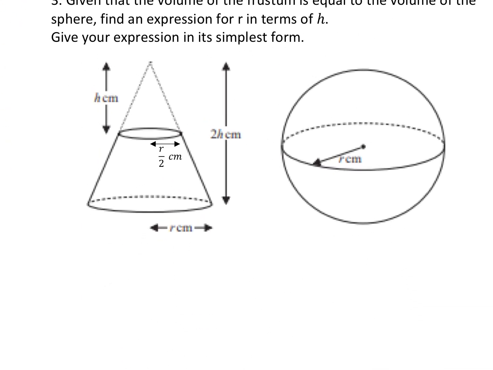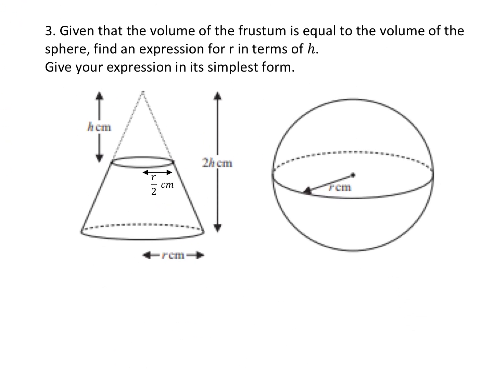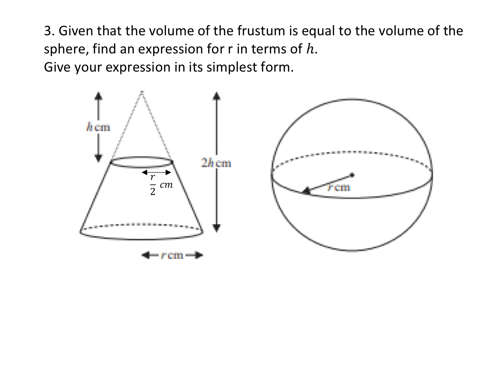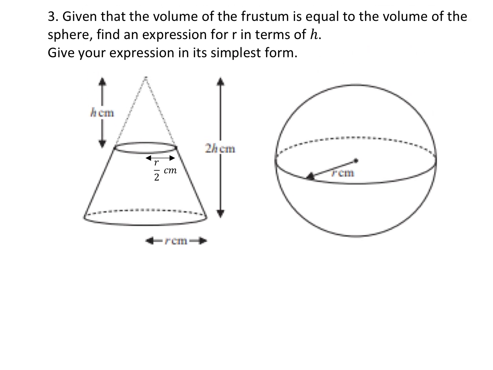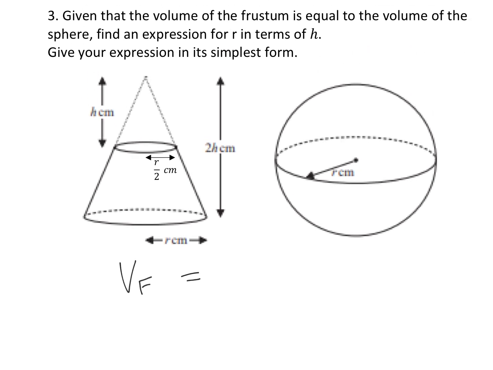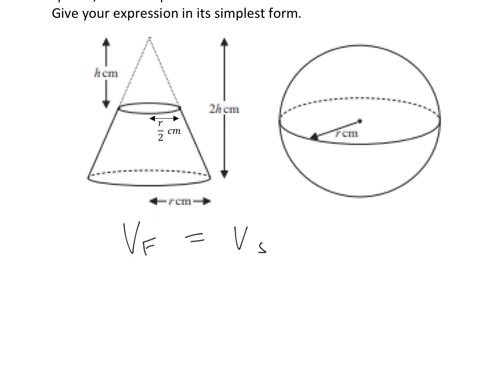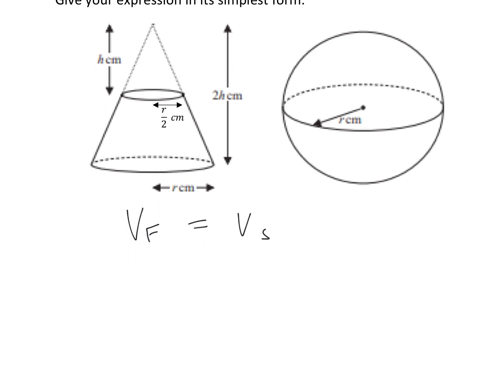Okay, finally, number 3. Given that the volume of the frustum is equal to the volume of the sphere, find an expression for r in terms of h. Give your expression in its simplest form. So if we start off with what the question's saying, the volume of the frustum is equal to the volume of the sphere. And then we want to work out what those things are.